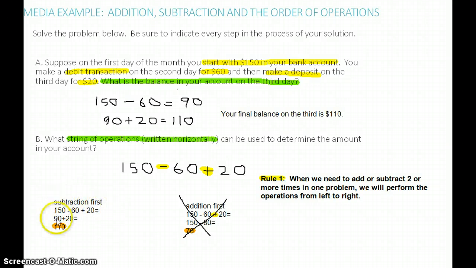So now if you're given a problem like this, where you're given both, when you're given 2 operations, it's not that the subtraction always comes first or the addition always comes first. Whatever is on the left comes first, and then your next operation is further to the right.